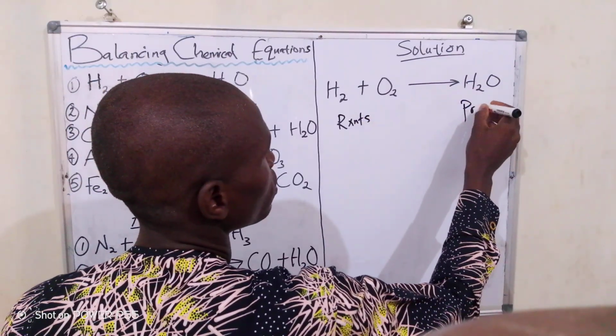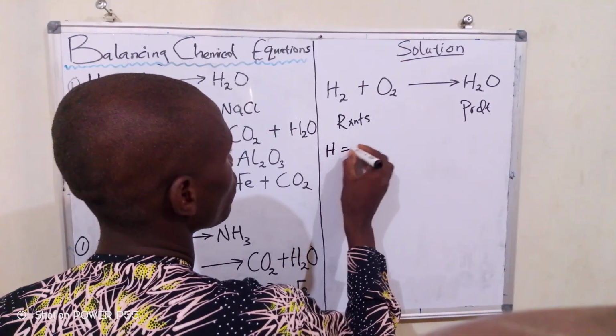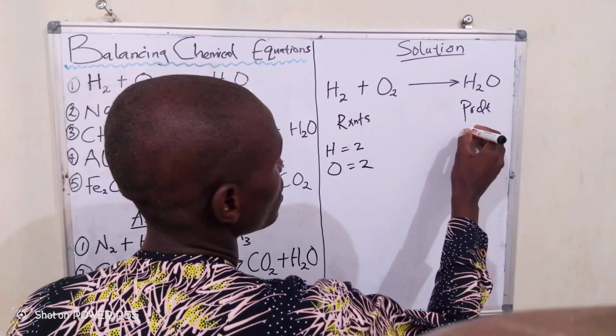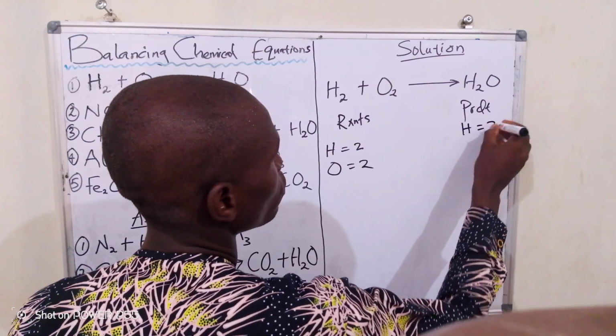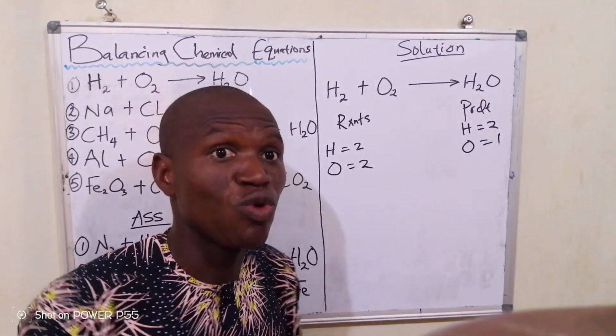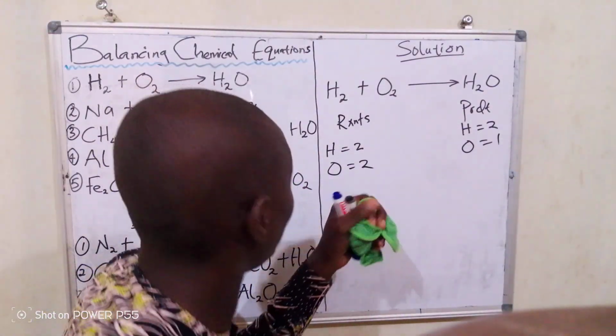These are products. At the reactant side, hydrogen is equal to 2, oxygen is equal to 2. At the product side, hydrogen is also equal to 2 atoms, oxygen is equal to 1 atom. Yes, if it is 1, it is usually omitted. Now, permit me to also say this very, very quickly.